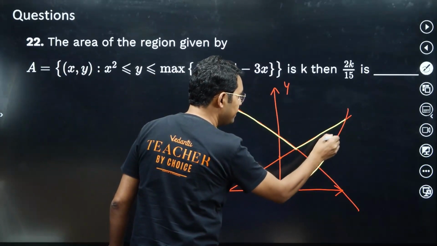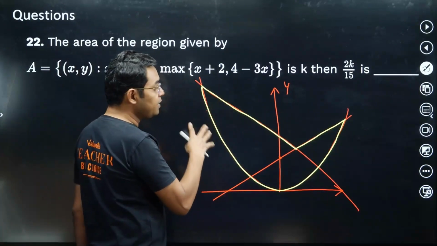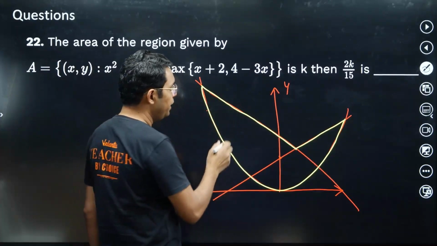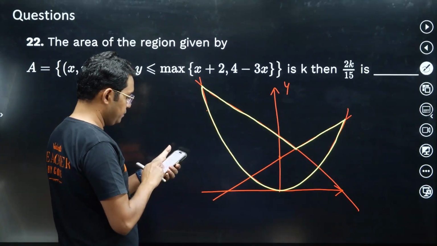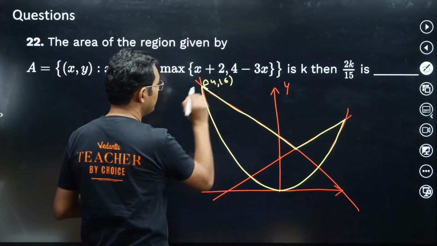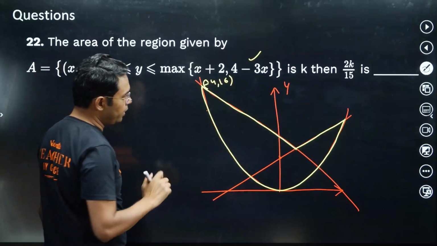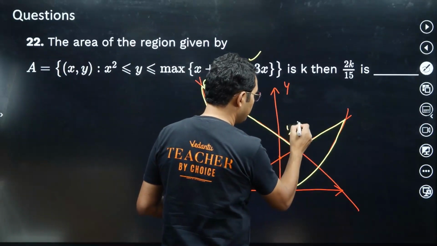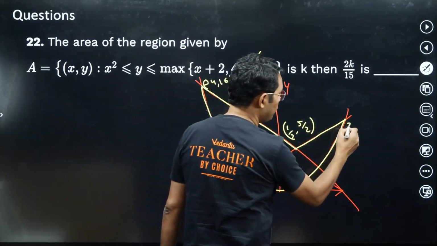So basically these yellow color boundaries give you the area to be found. Okay, now we can do the calculation. I will not do it here. I'll just write the points. This point comes out as minus 4 comma 16 here, which is the intersection of the 4 minus 3x line with y is equal to x square. The intersection point of these two lines is actually 1 by 2 comma 5 by 2. Similarly, this point here is actually 2 comma 4.